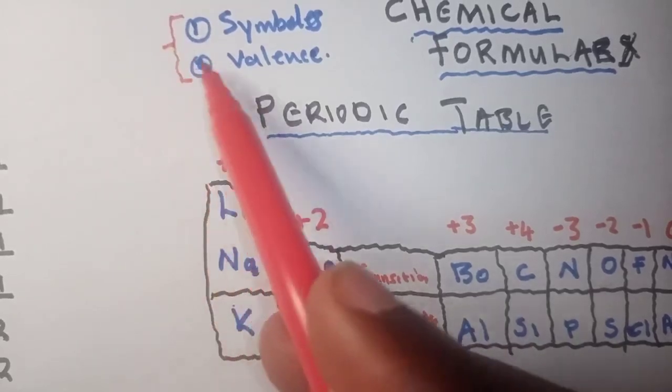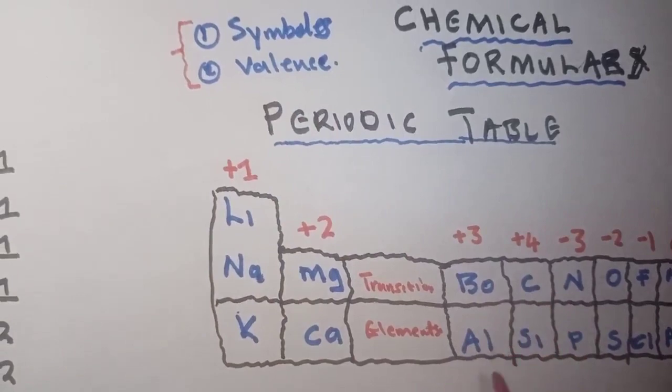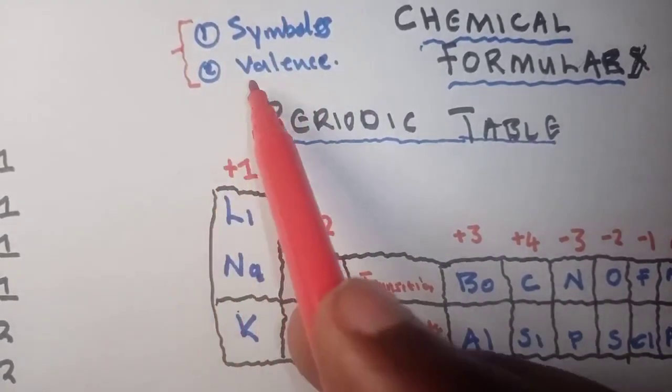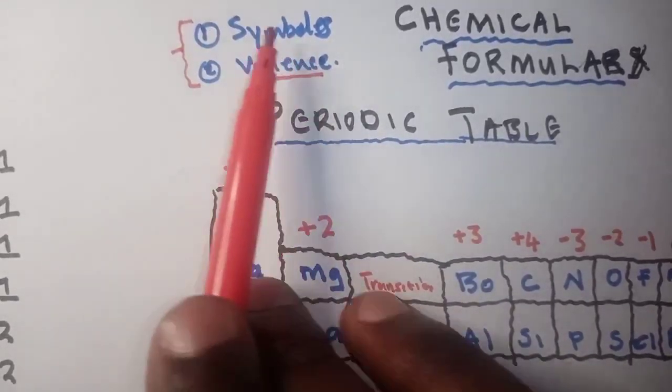Knowing a chemical symbol for a substance or an element or a compound or a molecule is really something very easy. Again, knowing its valence is very easy. You don't have to stress yourself so much. These are very simple things.